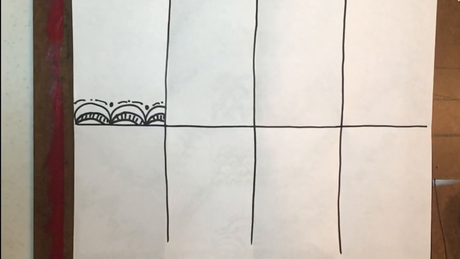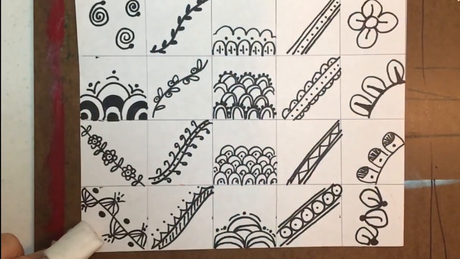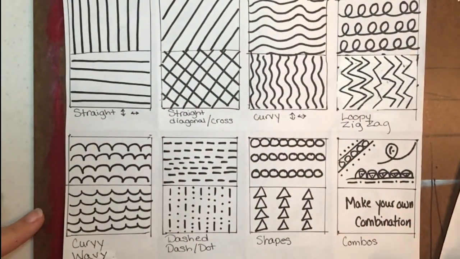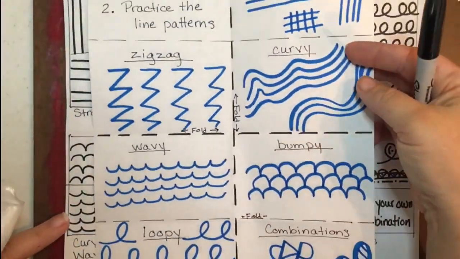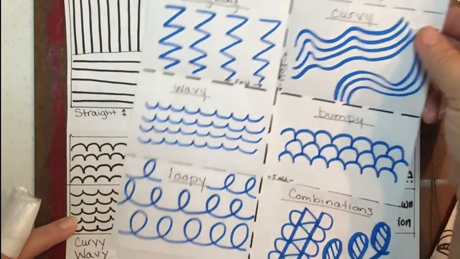It doesn't need to be colored, it can be in pencil, but create some different ideas using this as a guide. If you have to look back at the intermediate patterns or even the beginner pattern sheet, that's okay, because this is where it all starts.